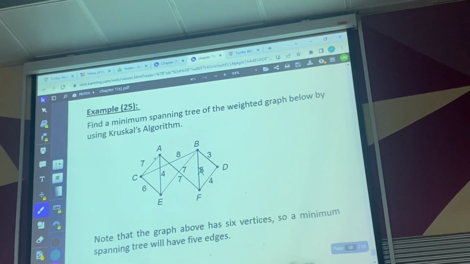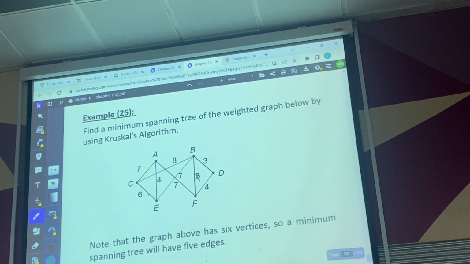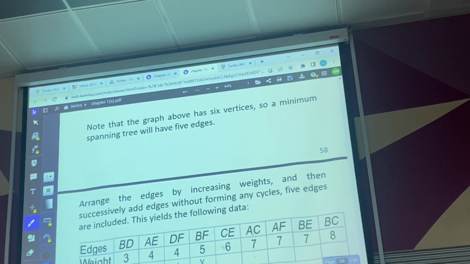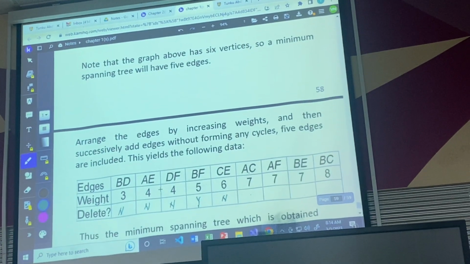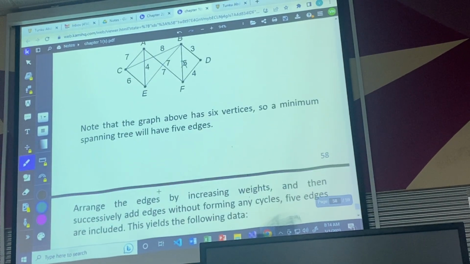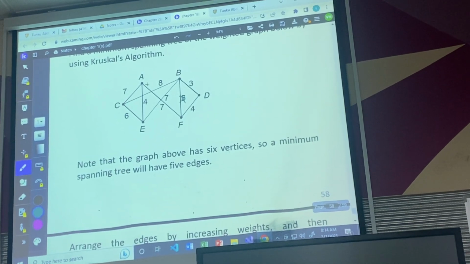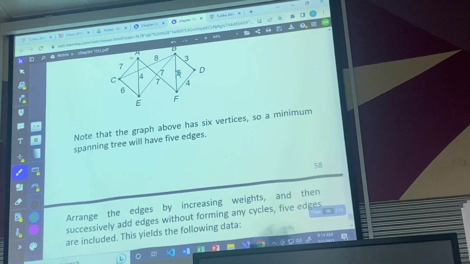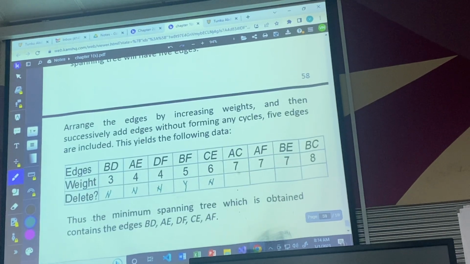Then come to CE 6. CE is here. Just now you only included AE, right? So that means the CE we can include because there is no cycle yet. So this one, no, do not delete. You want to include it. AC 7, can include or not? If you already include CE and AE, can you include AC? Cannot, right? Because AC will form a cycle also. So this one you need to delete.